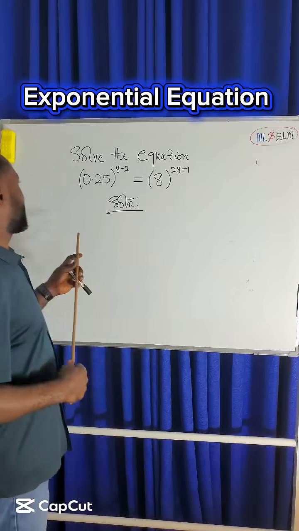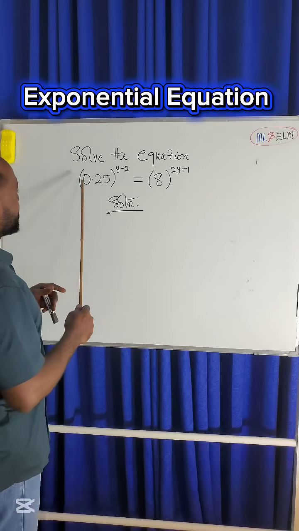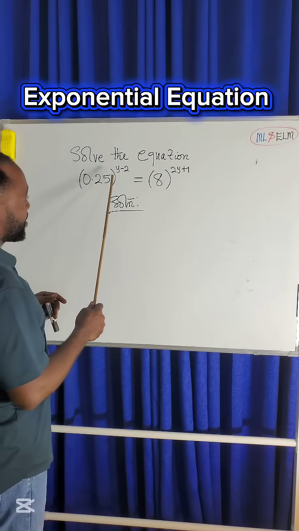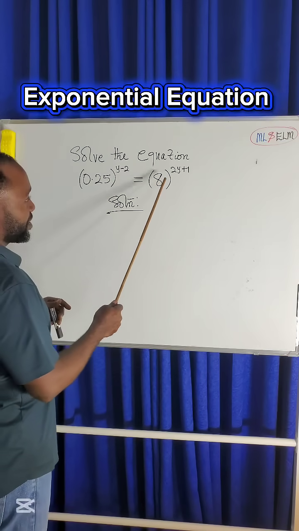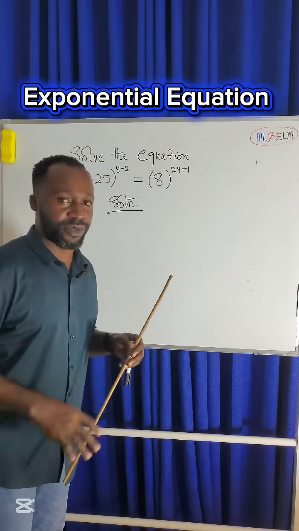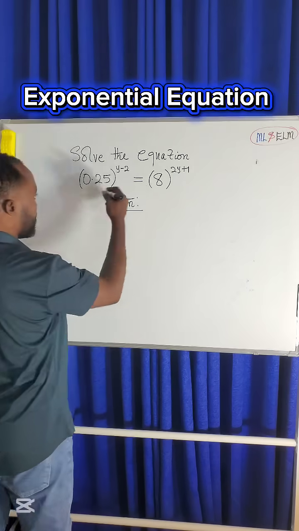Let's look at the question. The question here says solve the equation 0.25 all raised to the power of y minus 2 equals 8 raised to the power of 2y plus 1. So let me quickly show you the solution to this. Let me bring this question down.